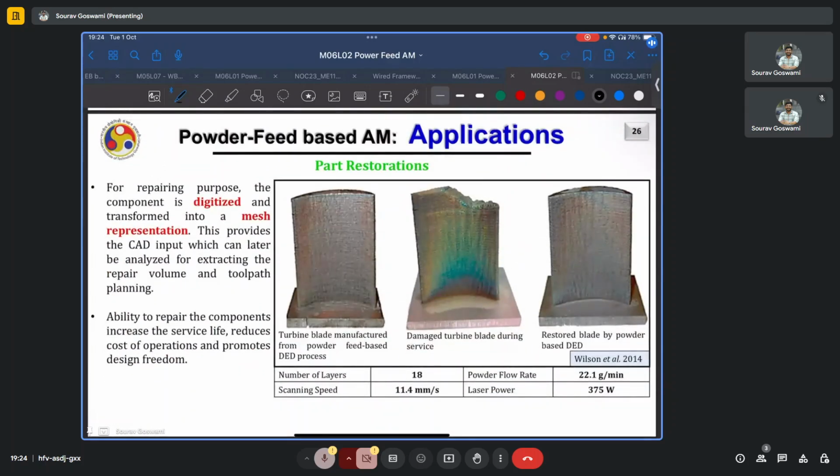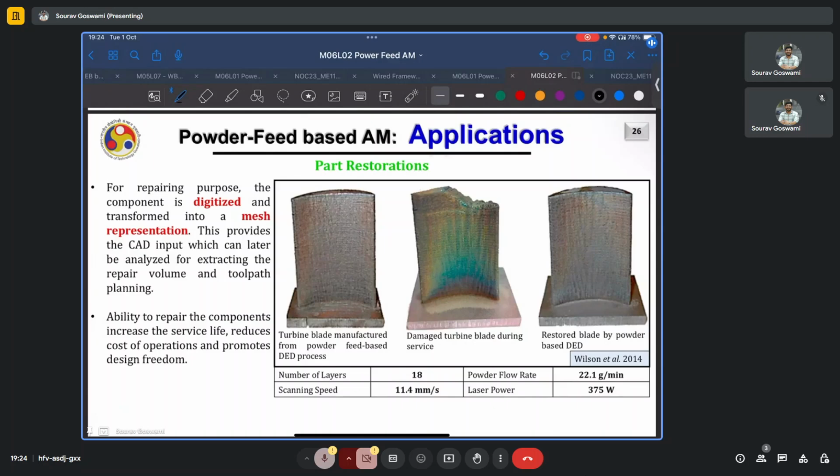Powder-based DED can also be used for part restoration and repair. We have an example of a turbine blade here, which was manufactured from a powder feed-based DED process. Then during service, it got damaged and a part of it was lost. Rather than replacing the whole turbine blade, only the damaged part was repaired by further powder-based DED process, and then it could be put to use again.